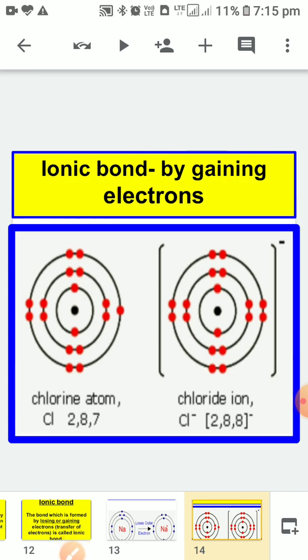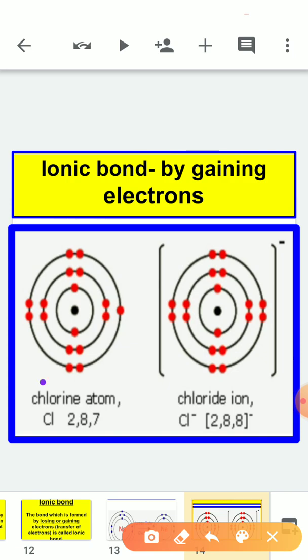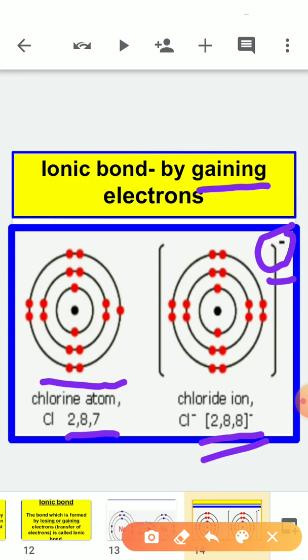Again one more example is there. Example of chlorine. This is our chlorine atom which is having 2, 8, 7 electrons in its 3 shells. And what will happen, because it is lacking one electron to complete its octet, it will gain one more electron. Now it will have 2, 8, 8 in 3 shells. So it is gaining electron and getting minus charge. So the bond is forming because of gaining electrons. So it will be an ionic bond.